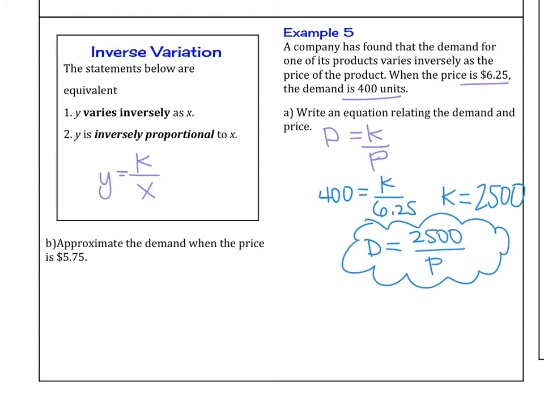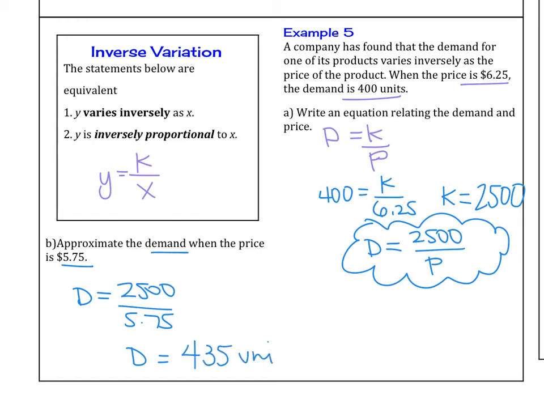So now for B, we're going to approximate the demand when the price is $5.75. So we just plug it in. Demand equals 2,500 over $5.75. So the demand, when you plug it all in, is going to be approximately 435 units when the price is $5.75.